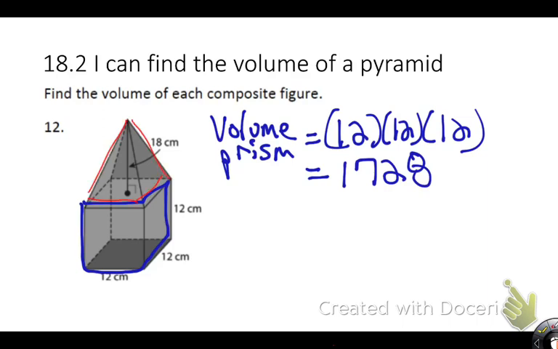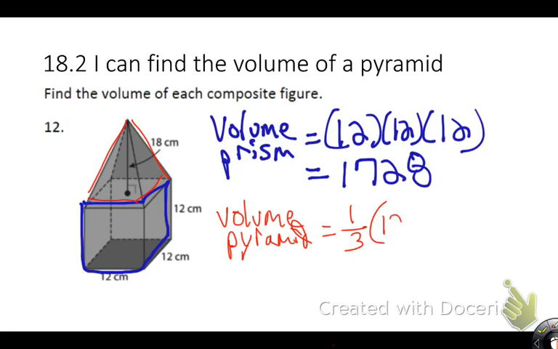Okay, and remember that one is 1/3. So it's 1/3 times the area of the base, which again, the base is just a square. So it's 12 times 12, and then times the height, which is given. So that's 18. So we're going to do 12 times 12 times 18, and then we're going to divide that by 3. So that's 864.